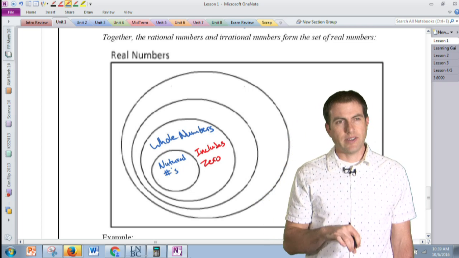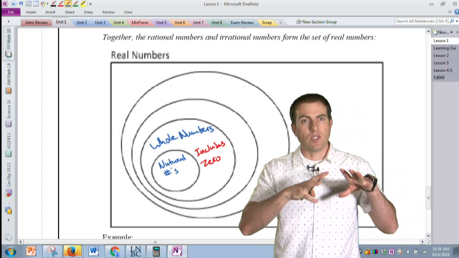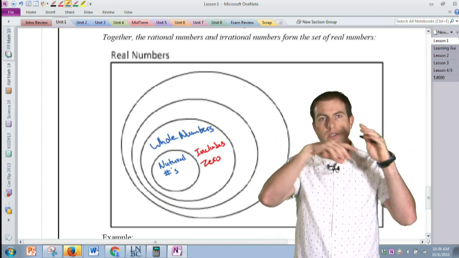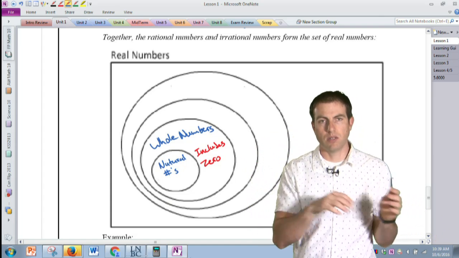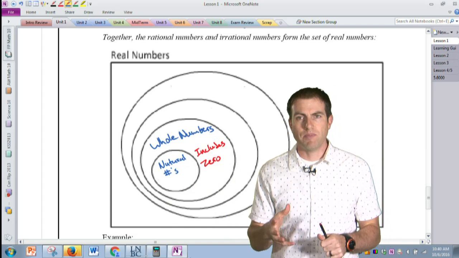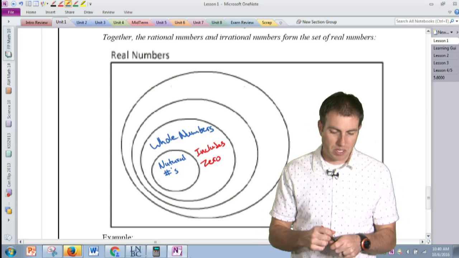Now, if you haven't kind of figured it out, and you probably have, why haven't I drawn all of these circles independent of each other? Why don't I have natural numbers, whole numbers, and so on? Why haven't I drawn these circles all separately? Well, the circles include the inner circle. So what do I mean by that?